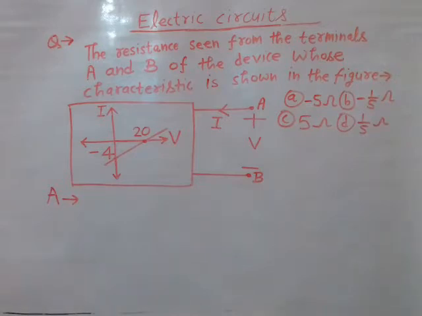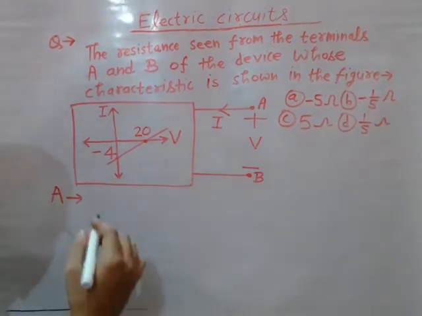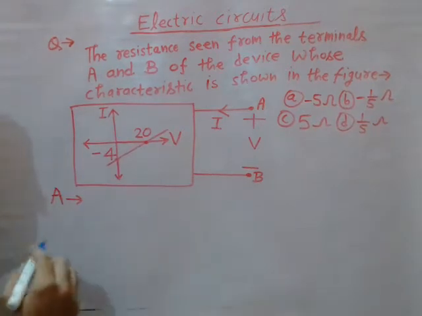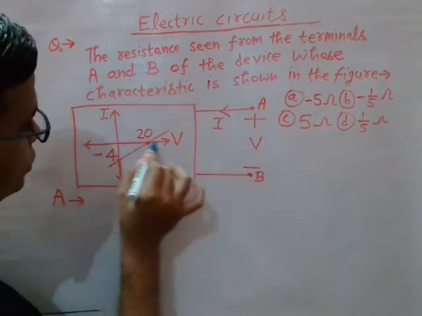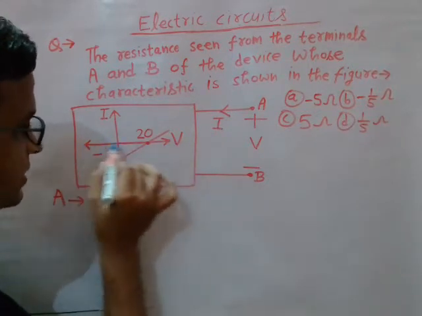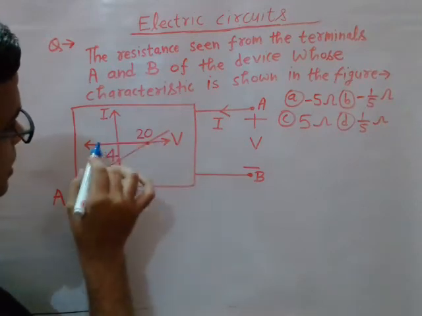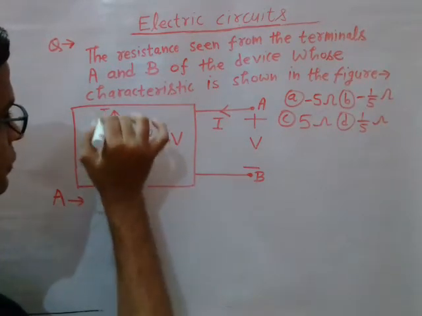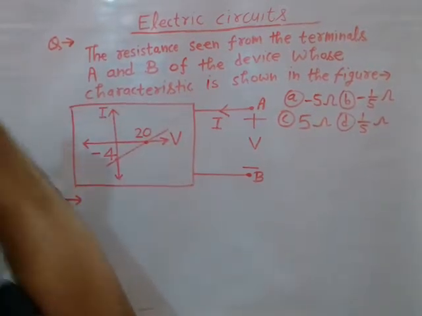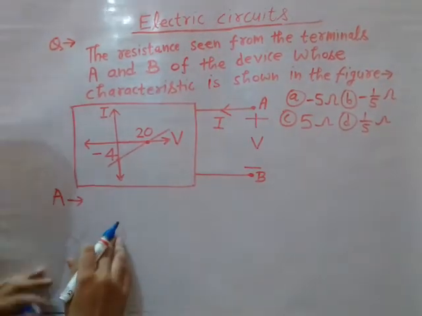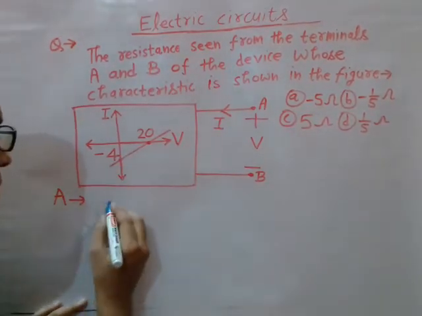How to solve this question? To solve this question, just analyze this characteristic, right? On this horizontal axis, voltage is plotted, and on this vertical axis you will see the current. That means current has been plotted on this vertical axis, right? So now just you can analyze this.